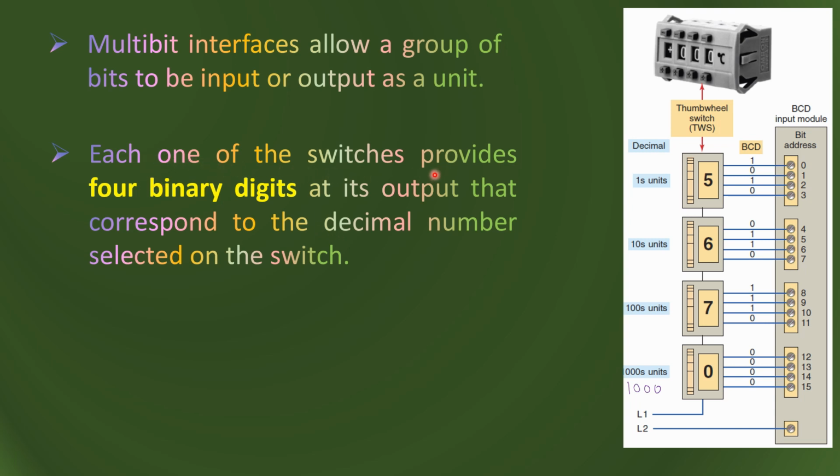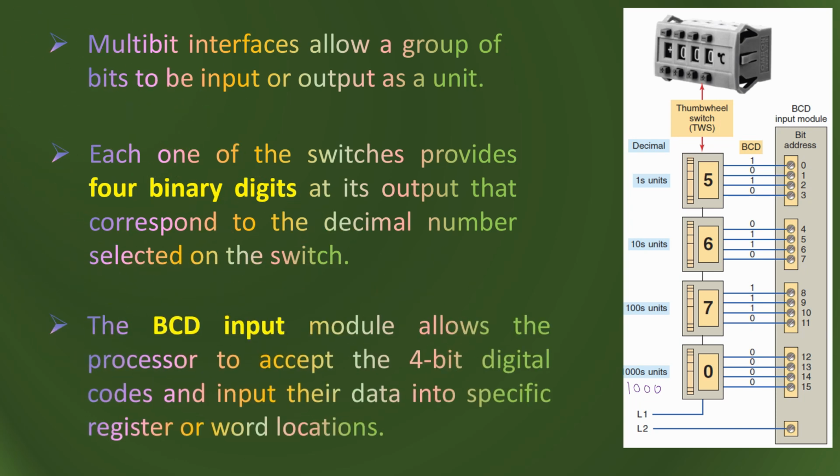Each one of the switches provides 4 binary digits, like this one from 0 to 9. This one is also 0 to 9, this is also 0 to 9, and this is also 0 to 9. So this means this is a binary coded number. The BCD input allows the processor to accept 4-bit digits.